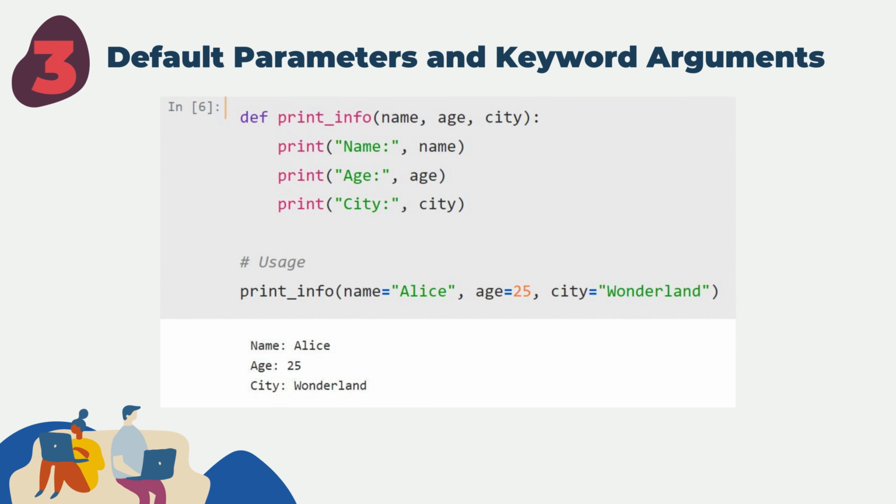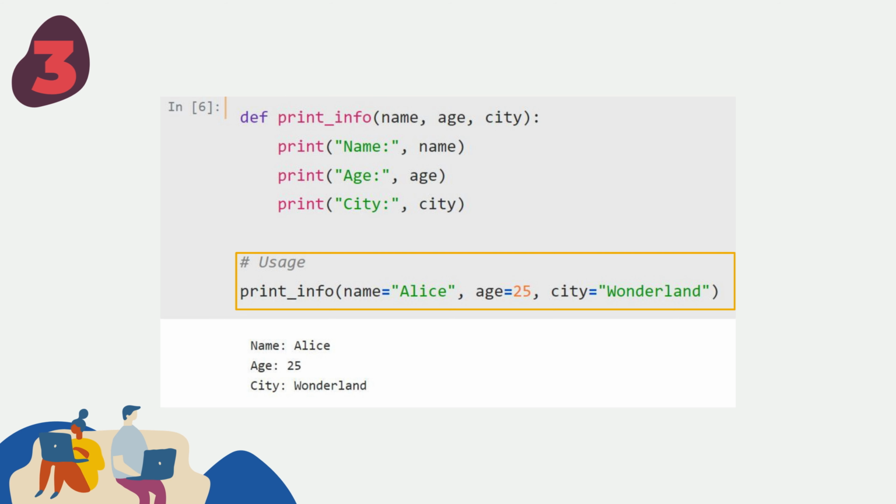In the next example code, we use keyword arguments to pass values to the function. The order in which the arguments are passed doesn't matter because each argument is explicitly identified by its parameter name.